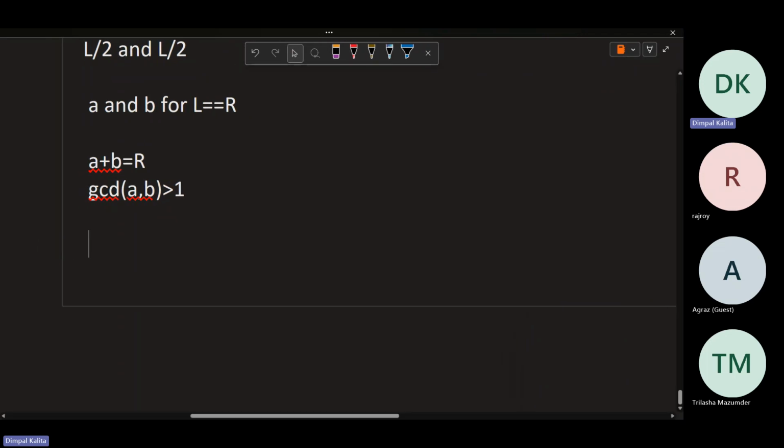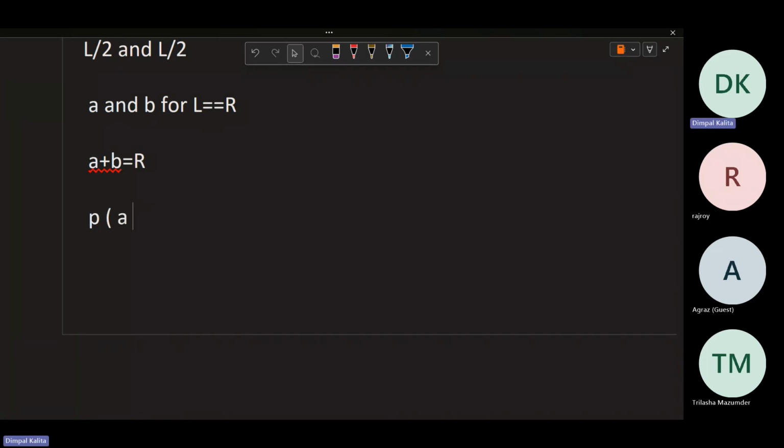Now I'm considering P is the divisor of the GCD of A and B. So P is the divisor of A and B, so this will be A by P plus B by P. Okay, so I'm considering A by P plus B by P equal to something, X plus Y. Let's consider it equal to R.